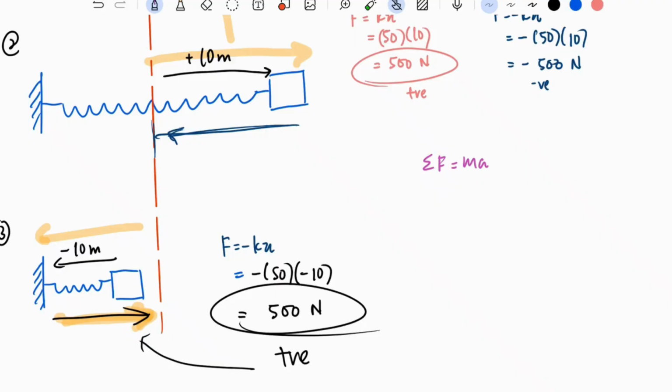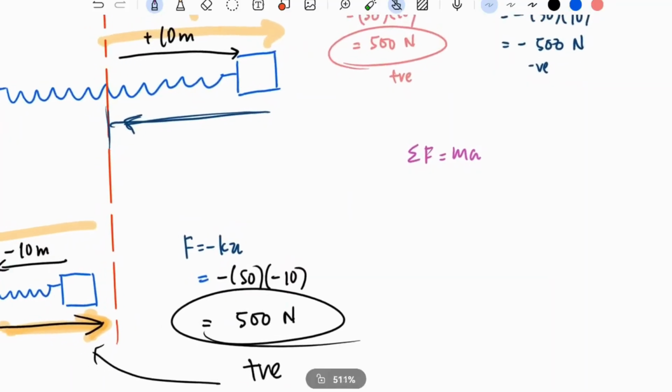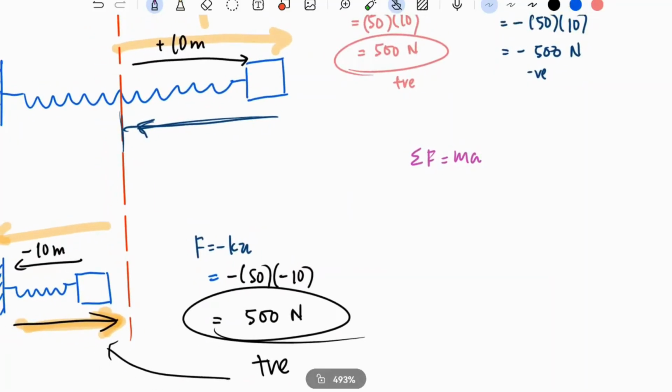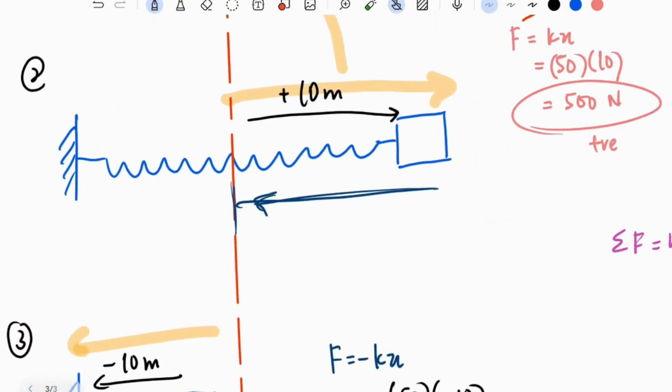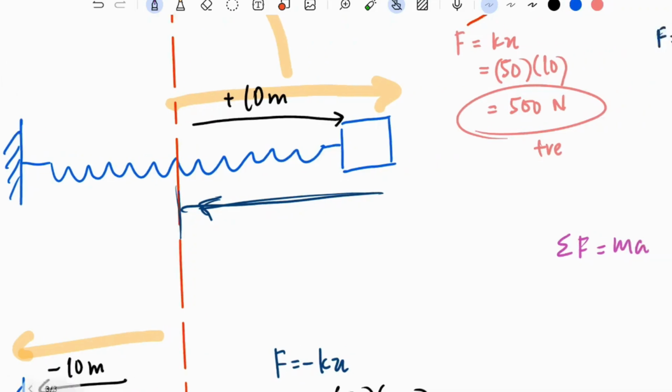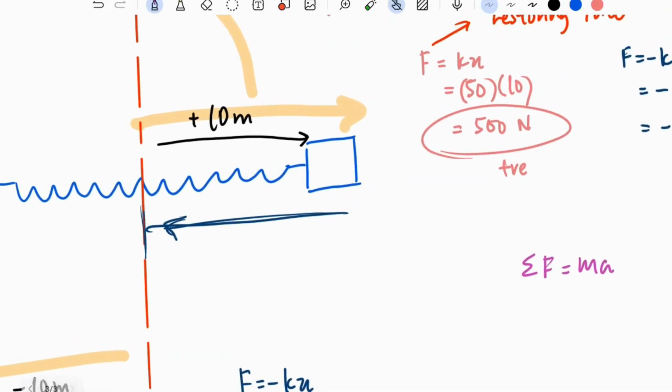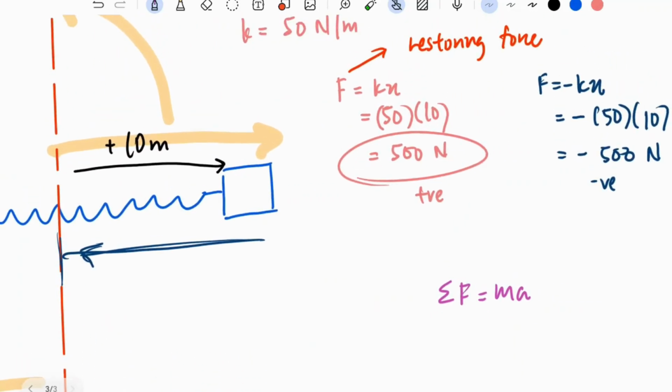Okay, so coming back, F equals to ma. So what is F equals to ma? It's net force, basically the total force acting in a system. So let's look at the second scenario. Okay, so what is the total force here? We have spring force, which is F equals to negative kx. F equals to negative kx here.